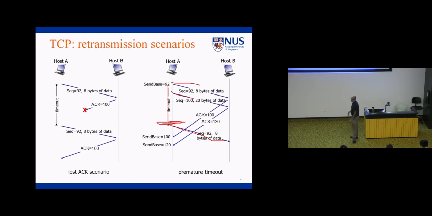What about the receiver? As far as the receiver is concerned, this is duplicate data. It has already seen bytes number 92, 93, up to 99. So the receiver doesn't care. It's going to throw away that packet, but it has to send an acknowledgement.